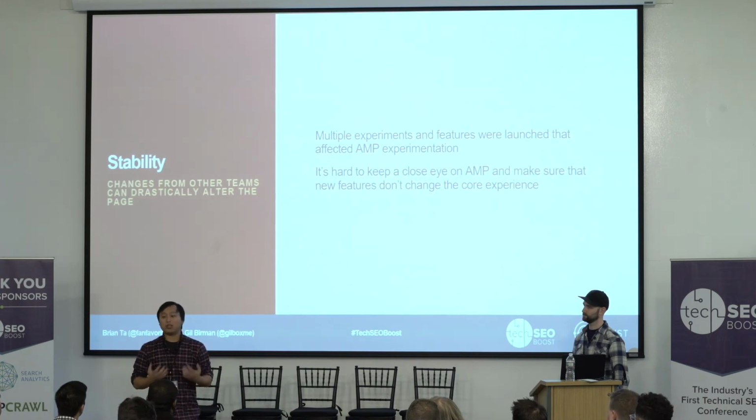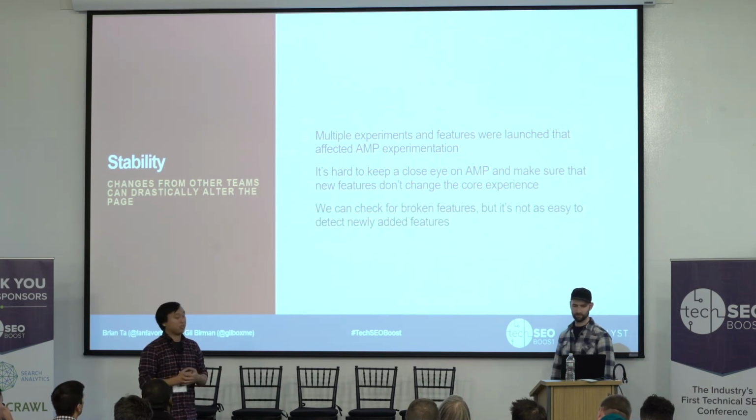And while we did have a lot of unit tests, we ran into an issue where sometimes developers would create a new feature on the page that was AMP valid. That means it appears on the AMP page, but it doesn't make any sense because it completely breaks the AMP experience. This isn't the experience that we want to present on mobile. On that end, stability was a huge issue.